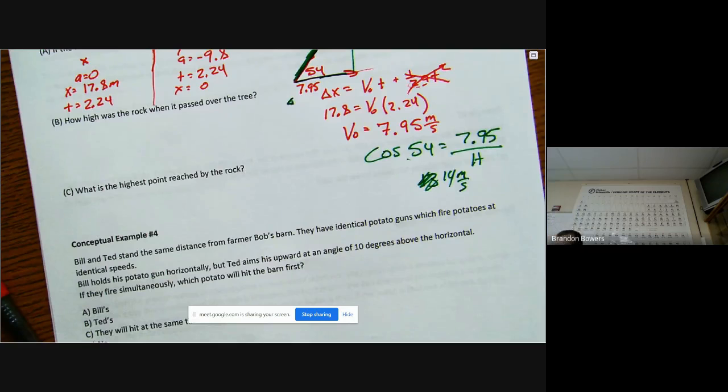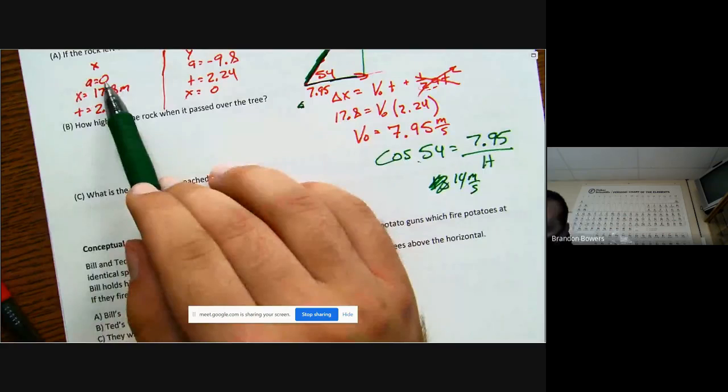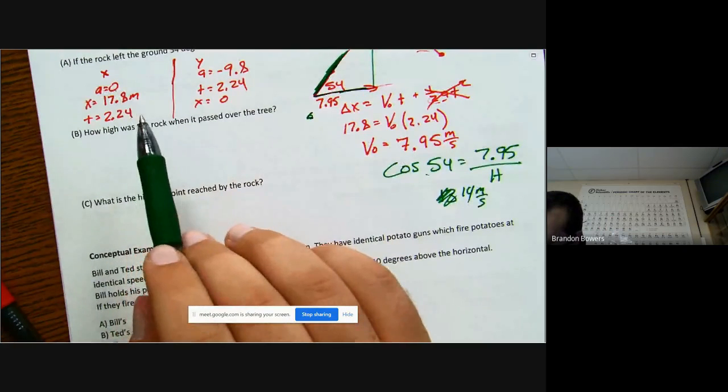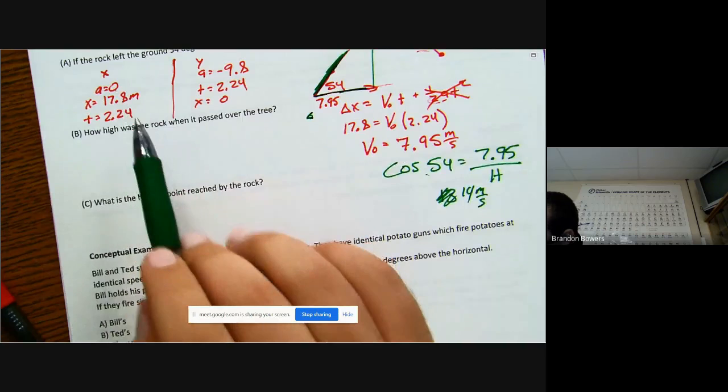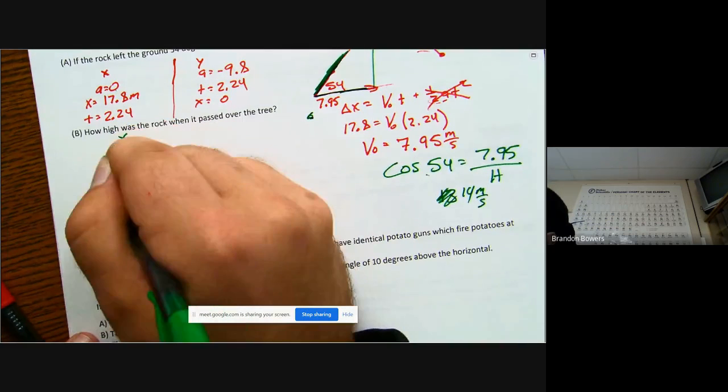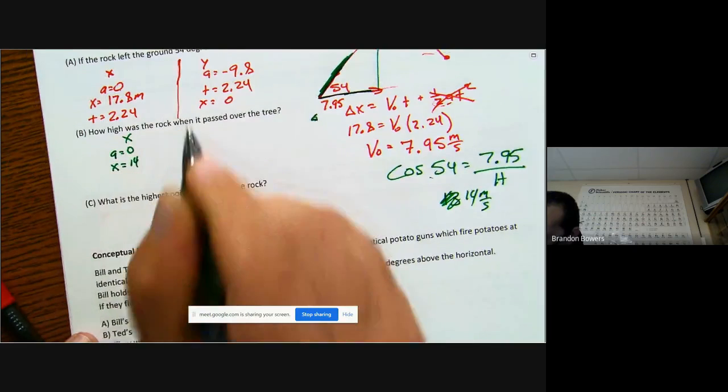Now, how high was the rock when it passed over the tree? There's a lot of things here. So once again, we know A is equal to 0. How far is the tree from us now? 14. So A is equal to 0 and X is 14.